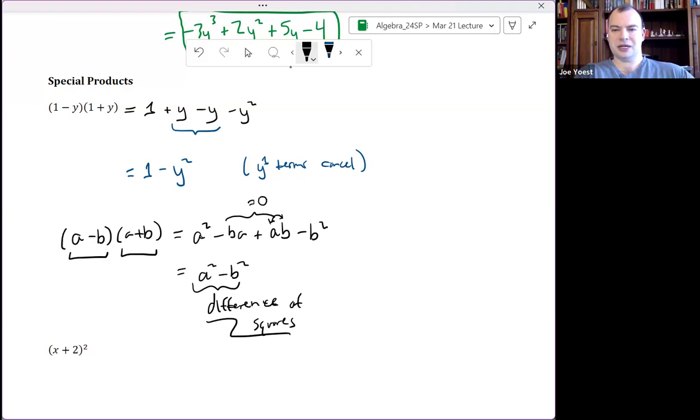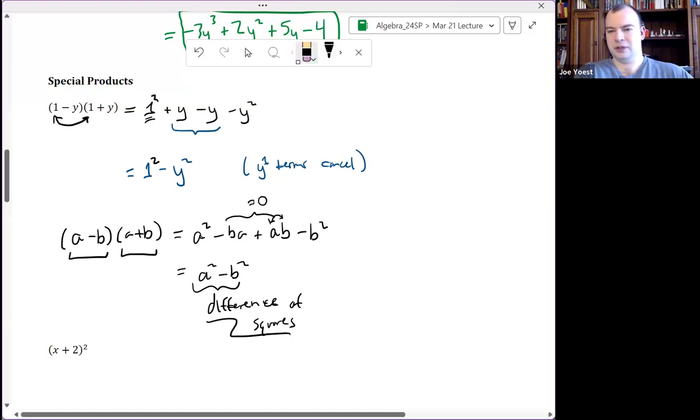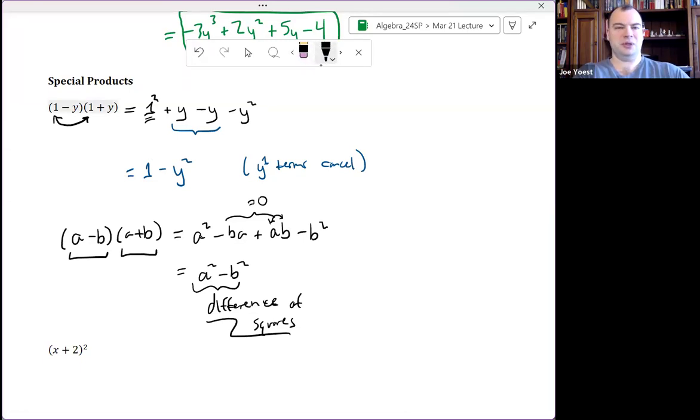1 minus y squared is actually a difference of squares because 1 is the same as 1 squared. And we could actually see that this one up here came from multiplying 1 times 1. So that's really where that square comes from. When we simplify it, we don't write 1 squared, we just write 1, but kind of in the back of our minds, we know that 1 is a square. It's a perfect square. The same way that 4 or 9 or 16 are also perfect squares.